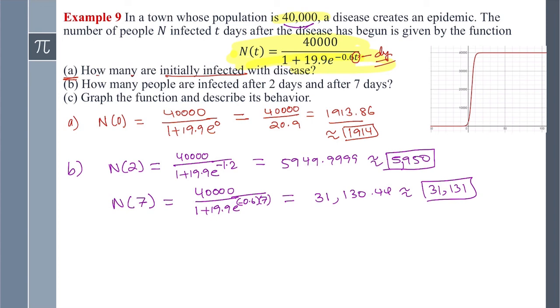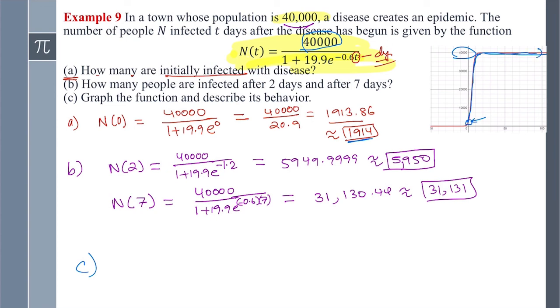Now, the third question asks us to graph this function. I already used Desmos to graph this one, and I have copied the graph here. It looks like this. This is the y-intercept, which is the initial infected number, 1,914. Looking at the graph, it grows exponentially, very quickly, and as it approaches 40,000, it slows down a little bit and then reaches the maximum value. It cannot go above 40,000, because that's the total population. It cannot infect more than the population that we have.